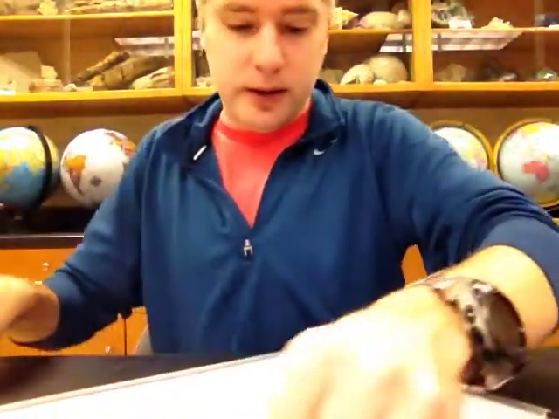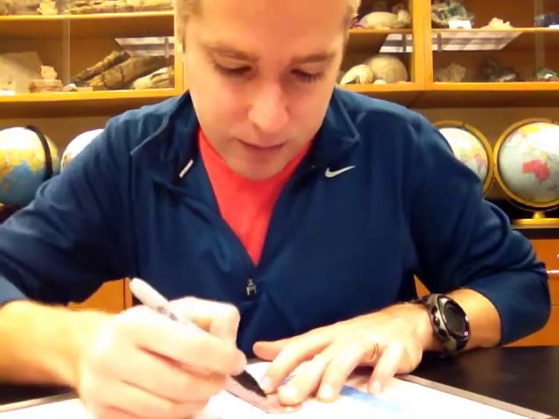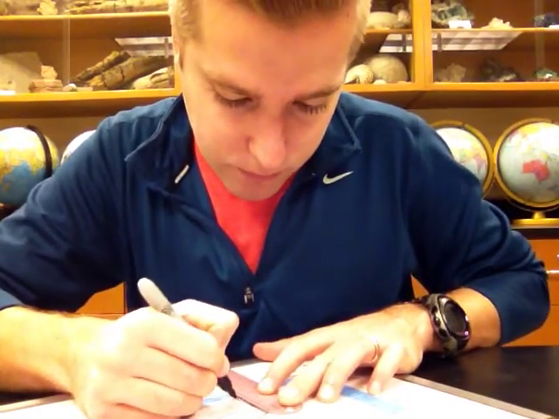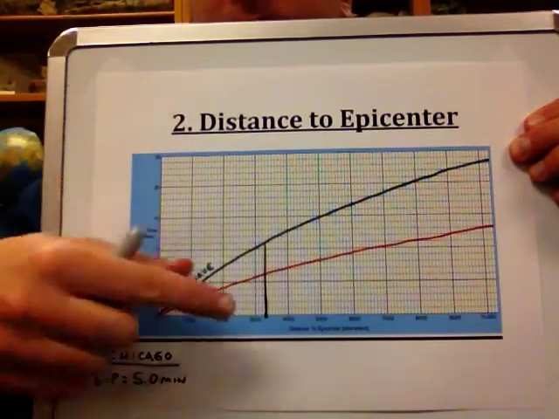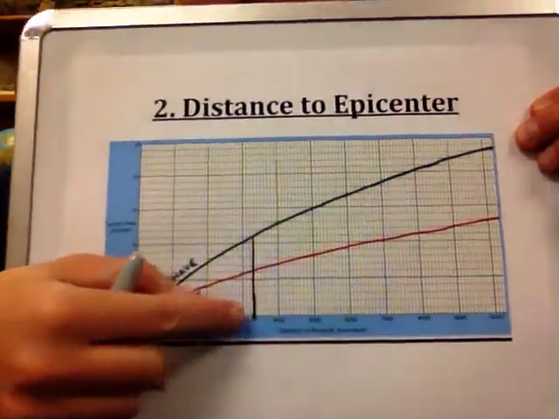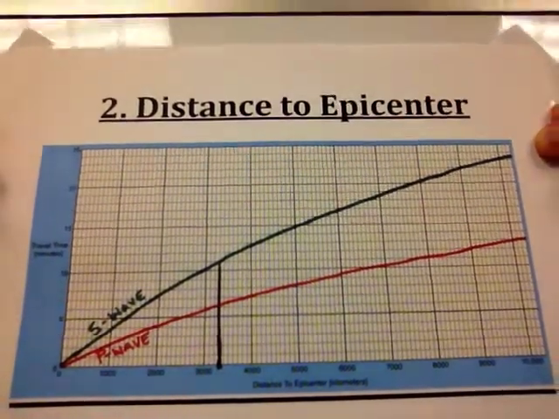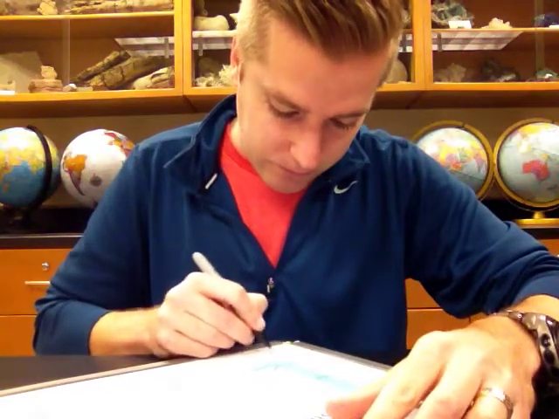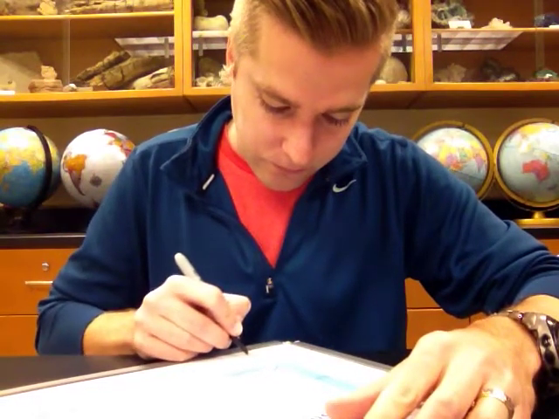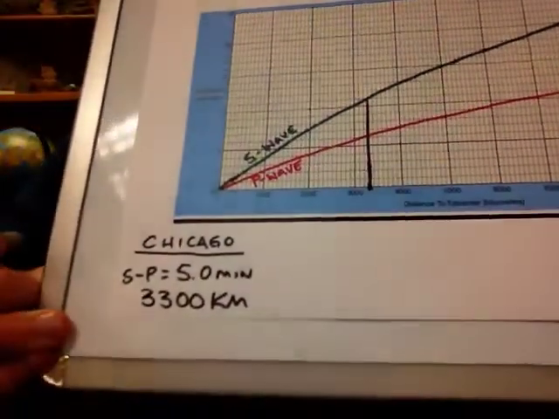Or the other way you can do it is you can take your pen or pencil and draw a line all the way down. So again, this is where there were 2 centimeters between the P and the S wave. I draw the line all the way down to the horizontal axis, and we can see that Chicago is 3,300 kilometers away from the epicenter. So I'm going to write that down as a note.